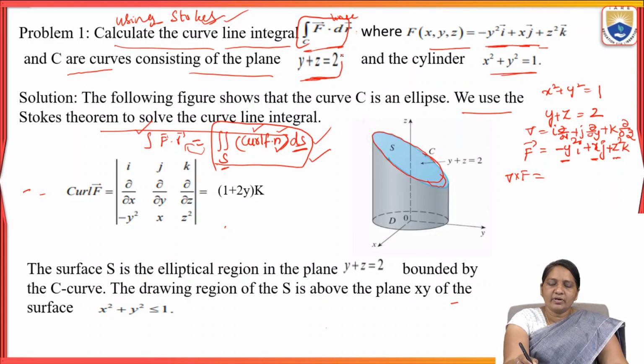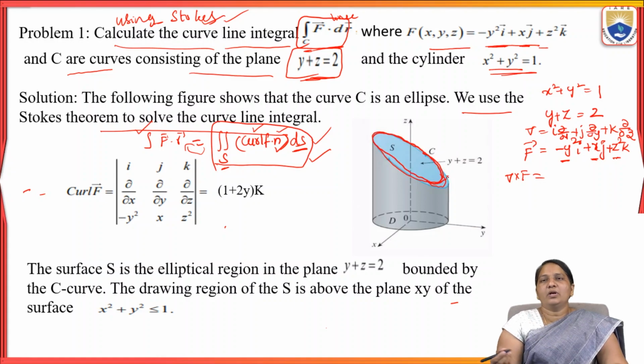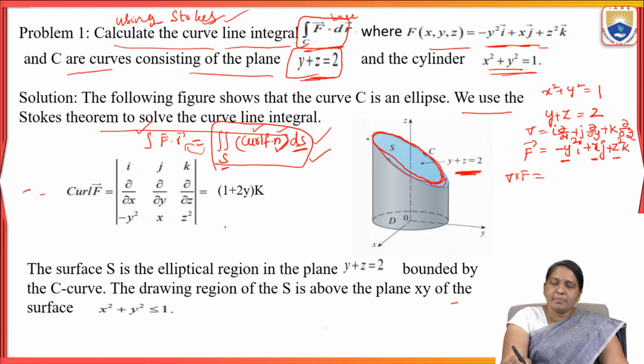So here they given the plane and cylinder, and we are going to use these two to get the limits. Here the surface S is an ellipse region. And what is this plane? This plane is y plus z equal to 2. This is bounded by the curve.